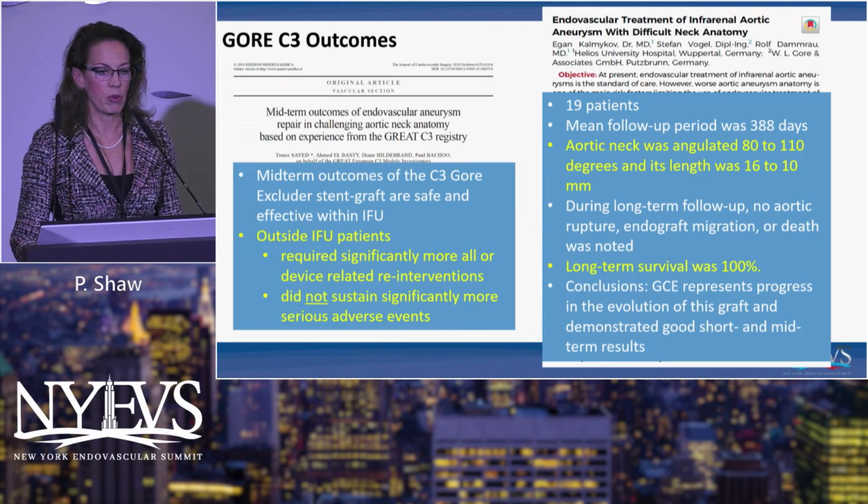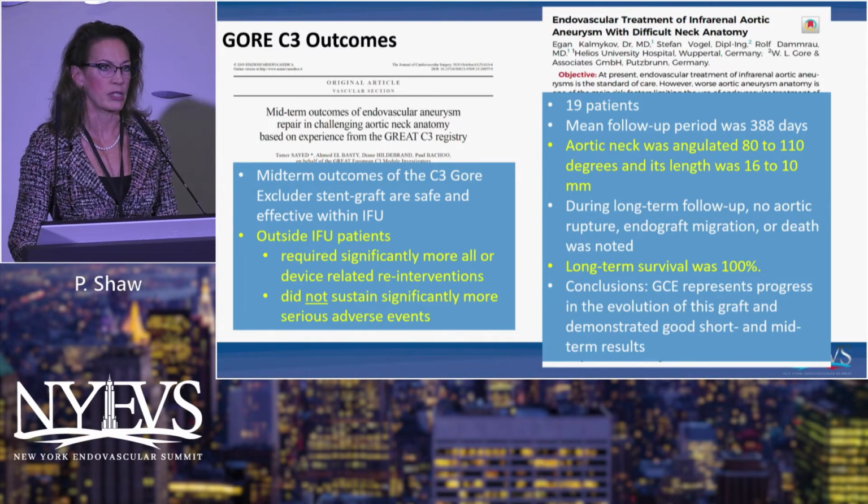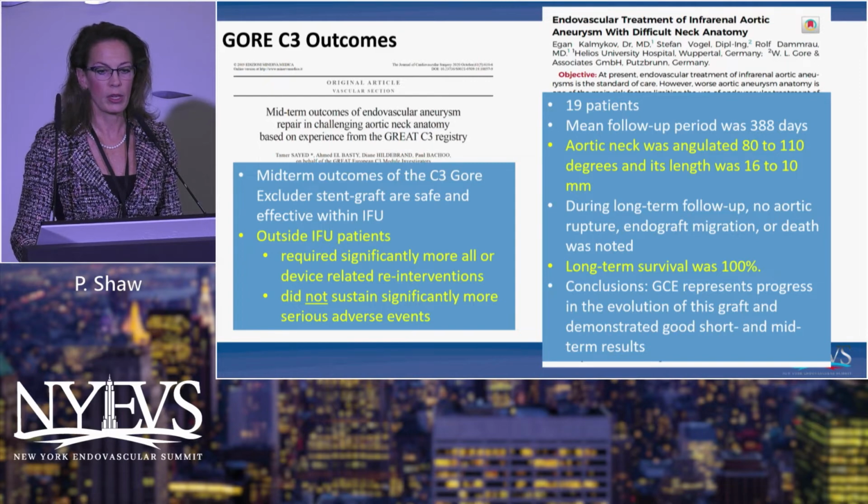Looking at the outcomes for the Gore C3 device, their midterm outcomes from the European data from the global registry showed that outside the IFU, these patients require significantly more all or device-related reinterventions, but this did not result in a significantly serious adverse event. When you look at the endovascular treatment of AAA, with 19 patients looking at this device, they looked at aortic neck angles ranging from 80 to 110 degrees with a length of 16 down to 10 millimeters. And they found a long-term survival of 100%, no ruptures, endograft migration, or deaths. So they felt that this had good short and midterm results.